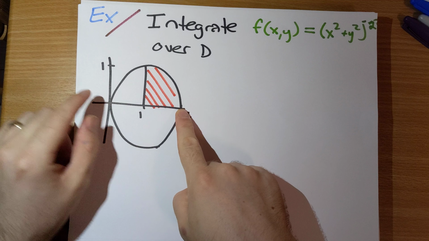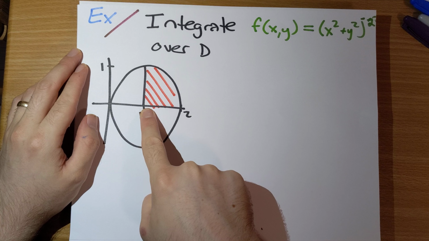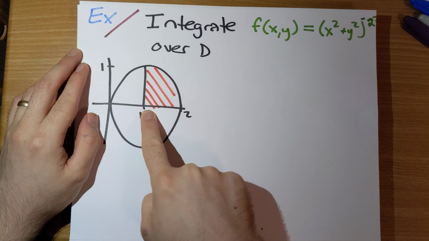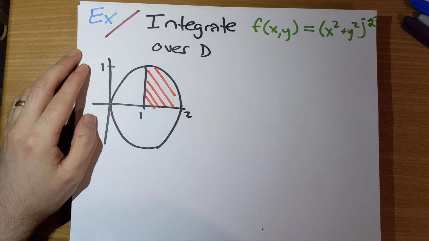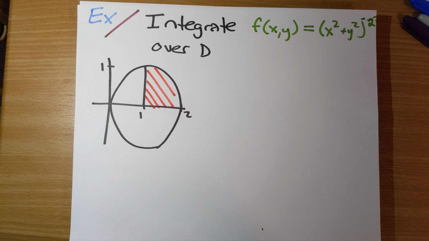What's going on in this picture? Here is a circle of radius 1 centered at the point (1, 0). And it's the top right quarter of a circle right there. Okay, so we want to figure out what's going on here.